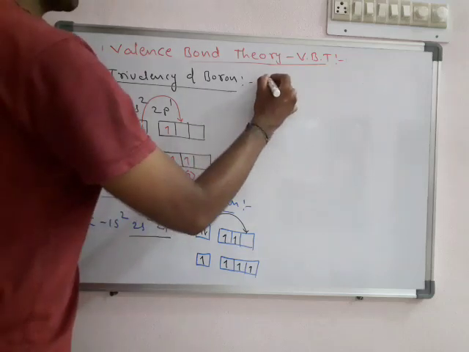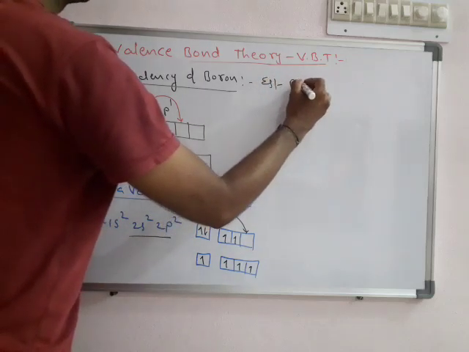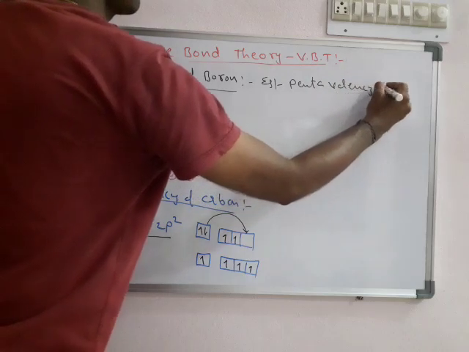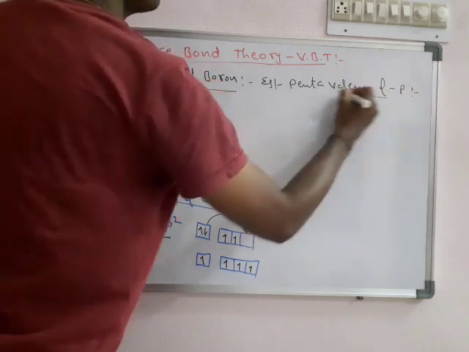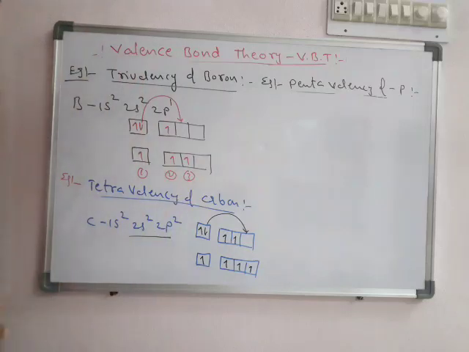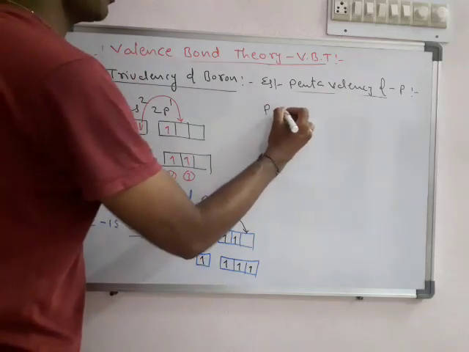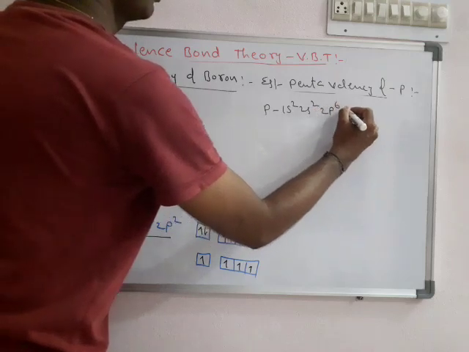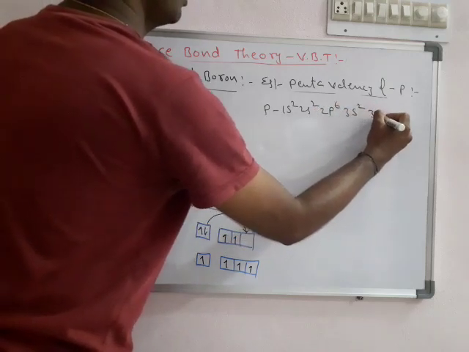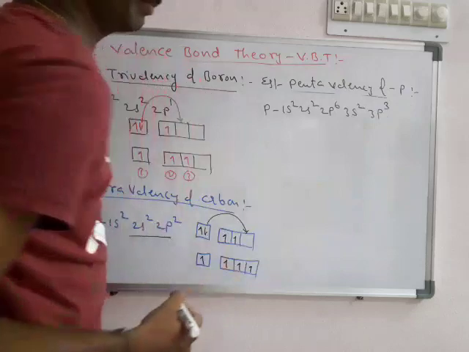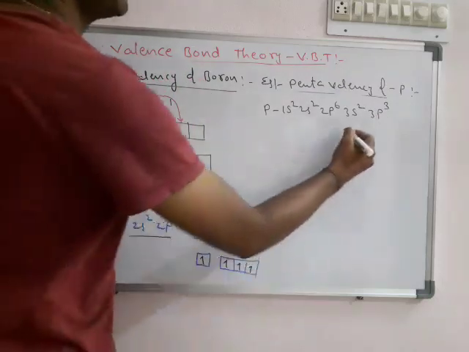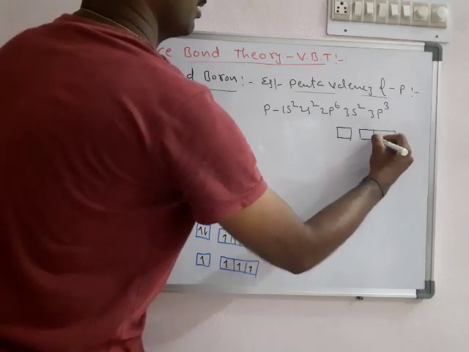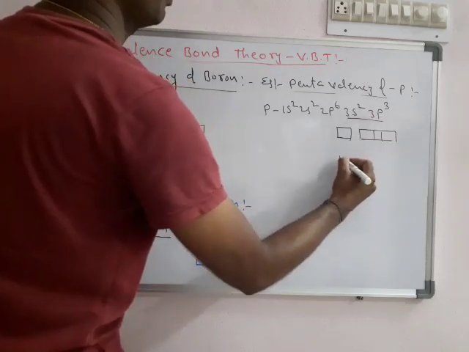In the same way, pentavalency of phosphorus. See the phosphorus, what is the configuration? 1s2, 3s2, 3p3. Okay, 3s2, 3p3. So this valency is included.